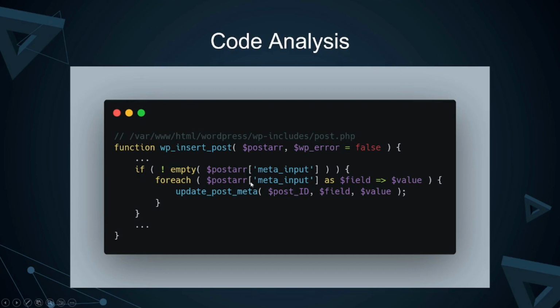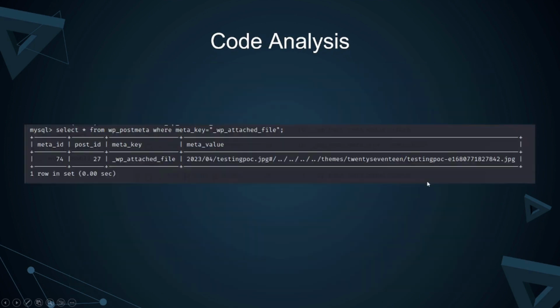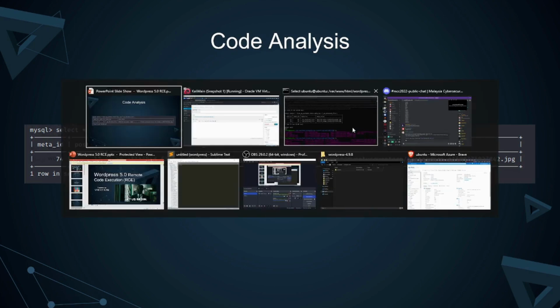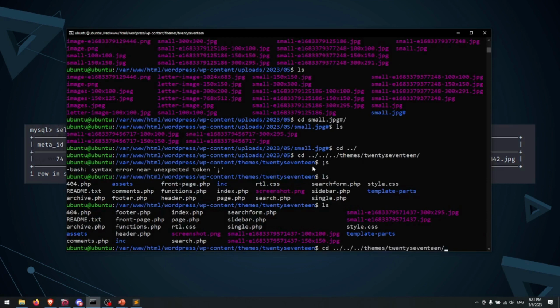You can see here it just straight away loops through each meta input and updates the post meta. So if we go back to the server and look at the meta value, just now it was like 2023/05, then the poc.jpg. But the value now is this whole thing. Let's show it here.